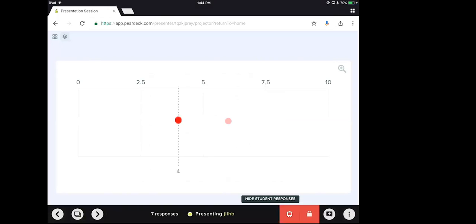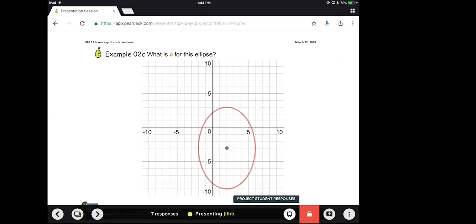All right, so we have most people saying 4, and I'm going to guess the other one was 6. So if we go back to here, if we go up from the center, we go 6 units. And if we go over from the center, we go 4, right? Because the center is at 2, -3. If we go up to 2, 3, that's 6 away. And if we go over to 6, -3, then we get 4.